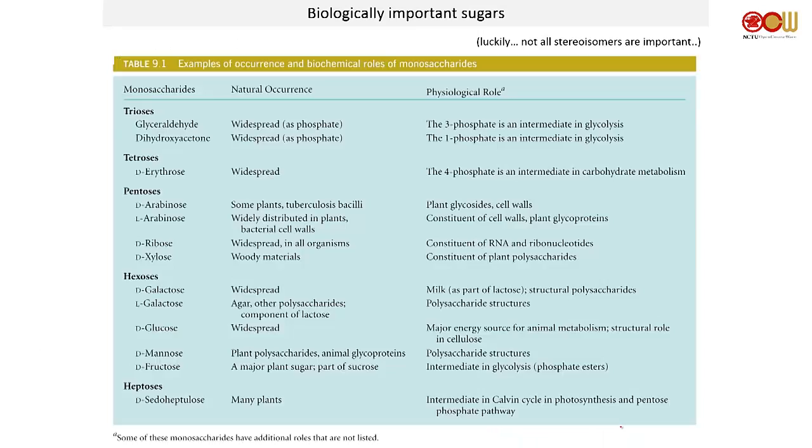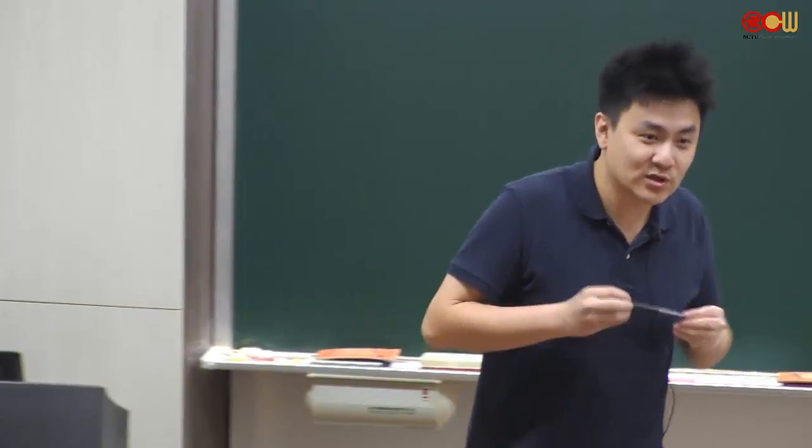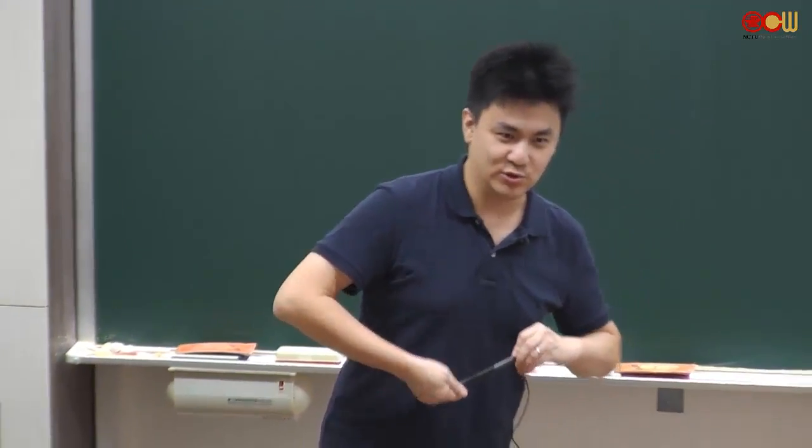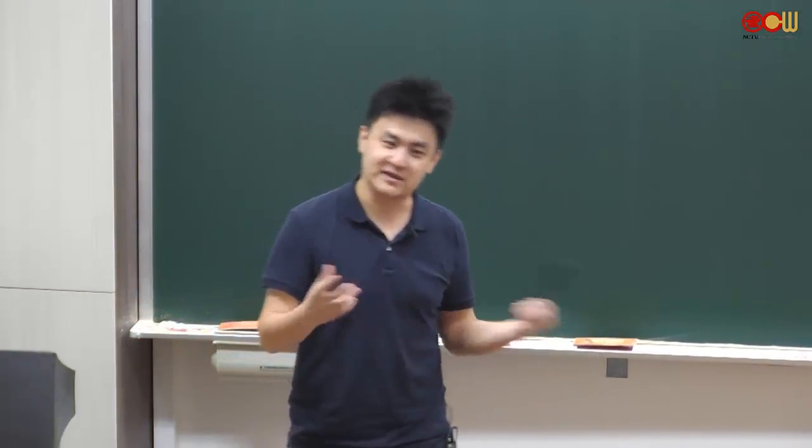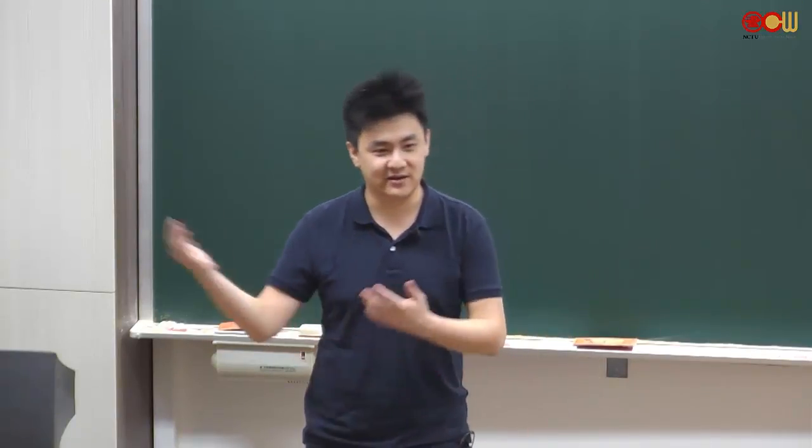This is a list of biologically important sugars. These are the ones that you definitely should know because next semester when we get to biochemistry 2, just so you know, biochemistry 2 is a very different class from biochemistry 1. It's actually a very, very different class. Biochemistry 2 is more like organic chemistry. We're doing a lot of chemistry, mechanisms, arrows flying here and there.